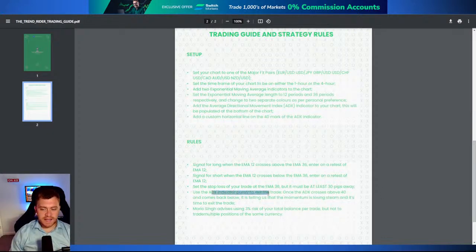We then use the ADX indicator to exit the trade. So once the ADX crosses above 40 and comes back below, it tells us that momentum is losing steam and it's time to exit the trade. Mario Singh advises using 3% risk of your total balance per trade, but not to trade multiple positions of the same currency. So you only really trade one at a time.